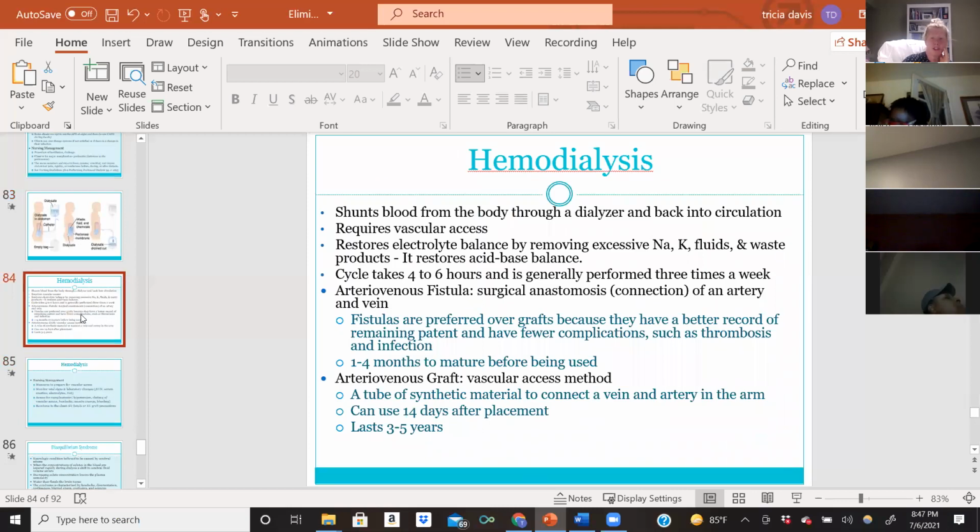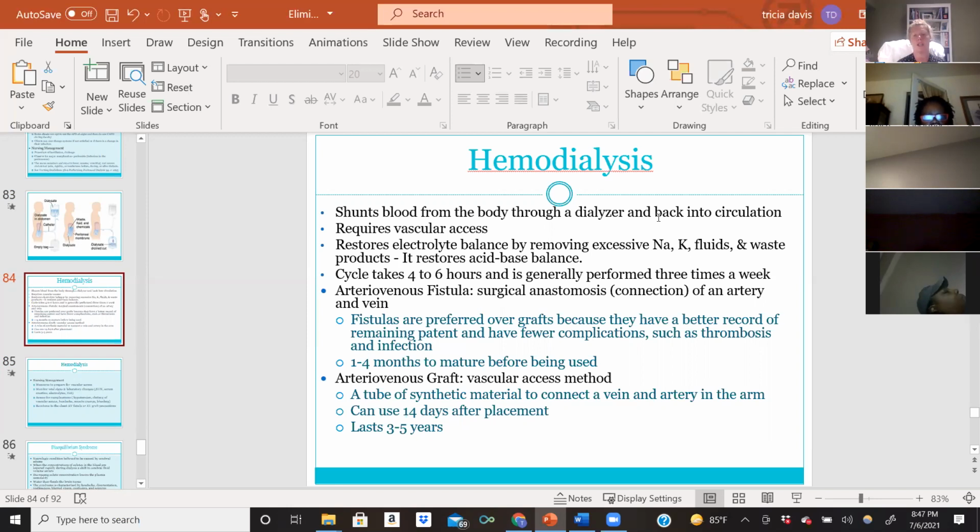So then patients can choose to do hemodialysis. This is where we shunt blood from the body through a dialyzer and back into the circulation. In order for a patient to have hemodialysis, they have to have some type of vascular access. Sometimes if the patient is just going to be getting hemodialysis on a temporary basis, we might put in a central line. We call it an HD cath. That'll go in the chest. It's like a regular central line, except we as nurses don't use it.